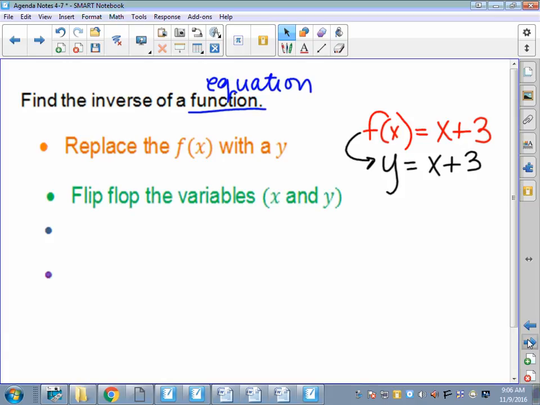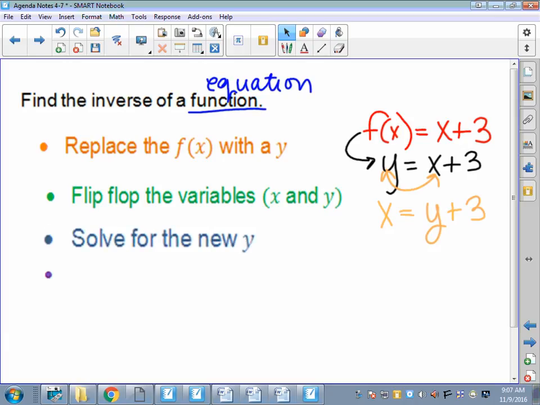Next thing, just like we did in the others, we switch the domain and range, or switch the x and the y values. We're going to flip-flop the variables. So I'm going to make the y into an x, and the x into a y. So we still switch the x and the y values, but we have to switch the actual variables when we've got an equation or a function.